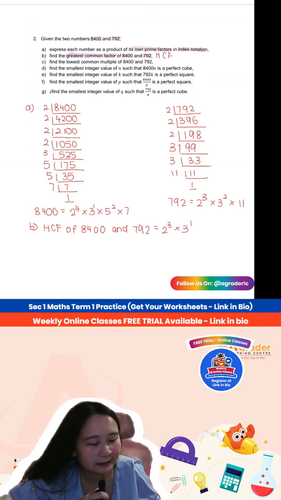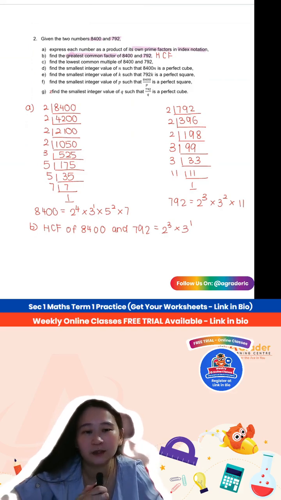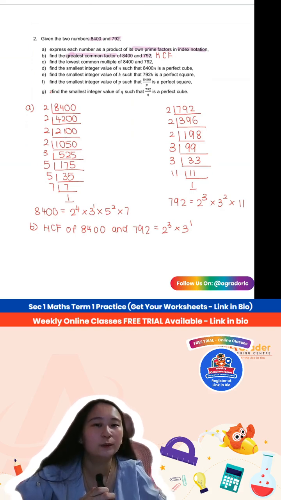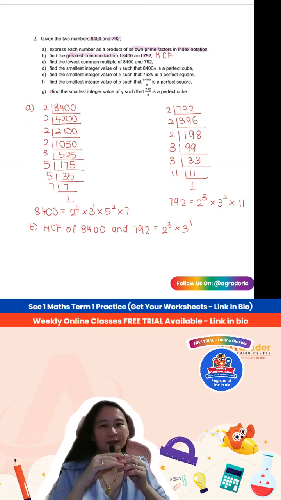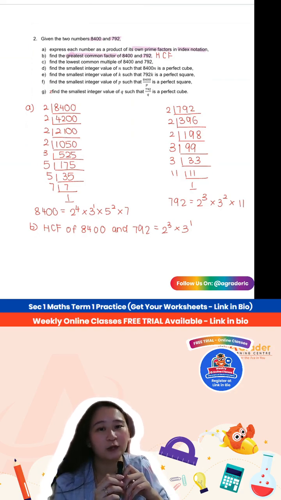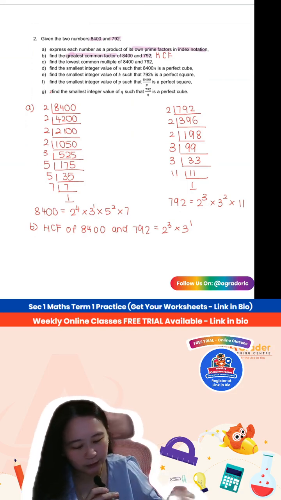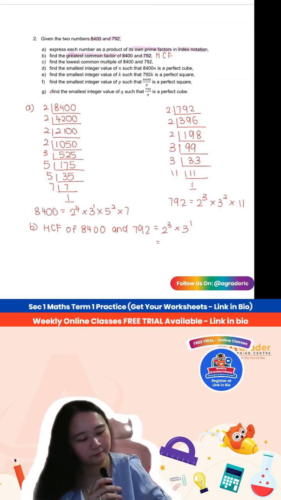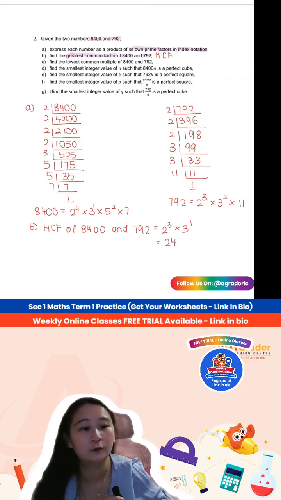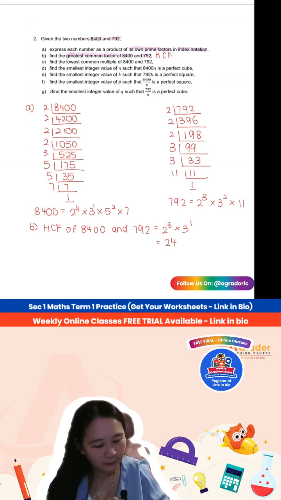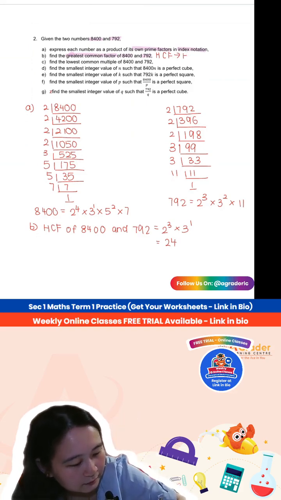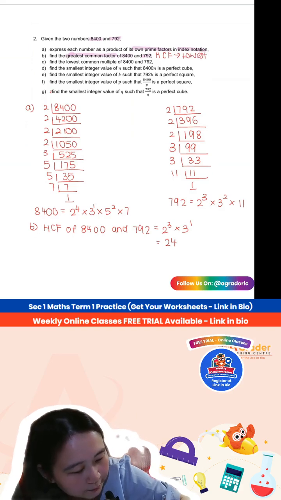You can see that 792 doesn't have the prime factor of 5. So 5 to the power of 0 will be the lowest, so we omit 5. And for 7, 792 doesn't have the factor 7. Same for 8,400, it doesn't have the prime factor of 11. So we will skip all these numbers. So 2 to the power of 3 times 3, we will have 24. Okay. So for highest common factor, we take the lowest power.